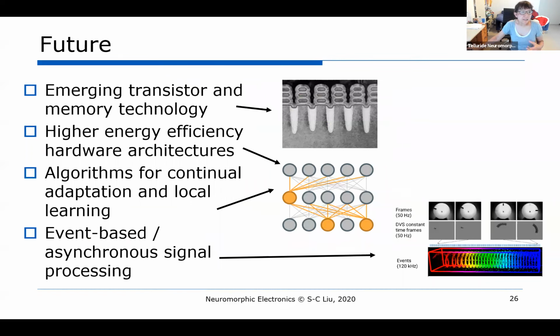And so what's the future like? The future is going to be very interesting, very exciting, because we have emerging transistor and memory technology, higher energy efficient hardware architectures that many people are thinking about on the neuromorphic side and also on the deep learning side. We're going to be investigating algorithms for continual adaptation and local learning. So there's something of interest in many areas, and also new ideas for event-based asynchronous signal processing.